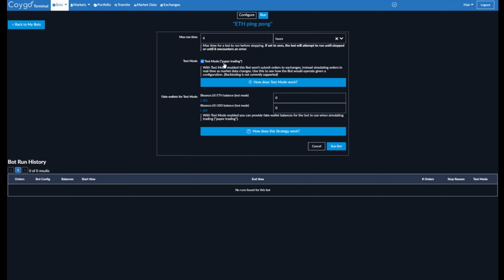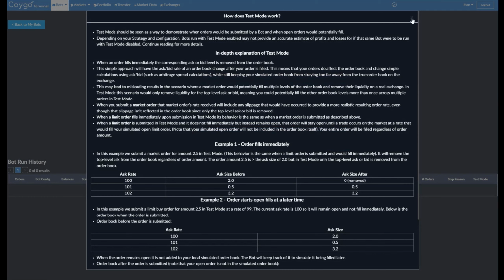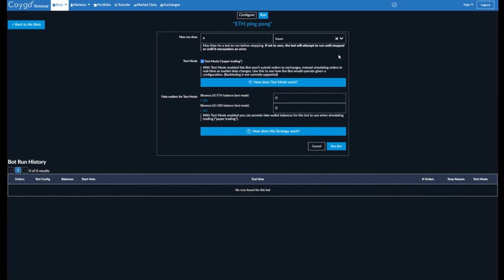Next we have test mode or paper trading. Right now this is enabled, so this means the bot won't submit orders to exchanges, instead simulating orders in real time as market data changes. So this allows you to see how a bot strategy or bot config would operate without using real money. If you want to see how test mode works, we have a full breakdown here for how it simulates fills and affects your fake balances.